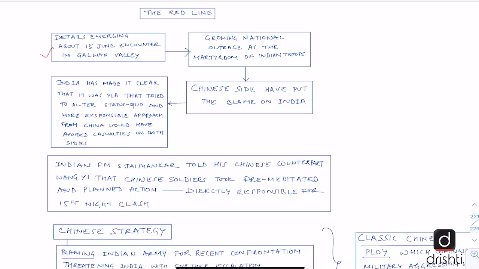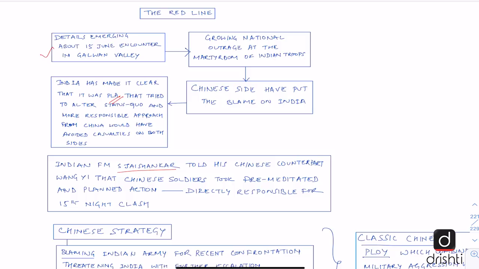On its part, the Chinese side has put the blame on India, and it has said that it was the Indian troops who had transgressed and come into its side of the territory. But the Indian Foreign Minister and the Ministry of External Affairs have made it very clear that it was the People's Liberation Army of China that tried to alter the status quo and was responsible for the casualties on both sides. And the Foreign Minister, while talking with his counterpart in China, also stated that if there was a more responsible approach from China, then the casualties could have been avoided.